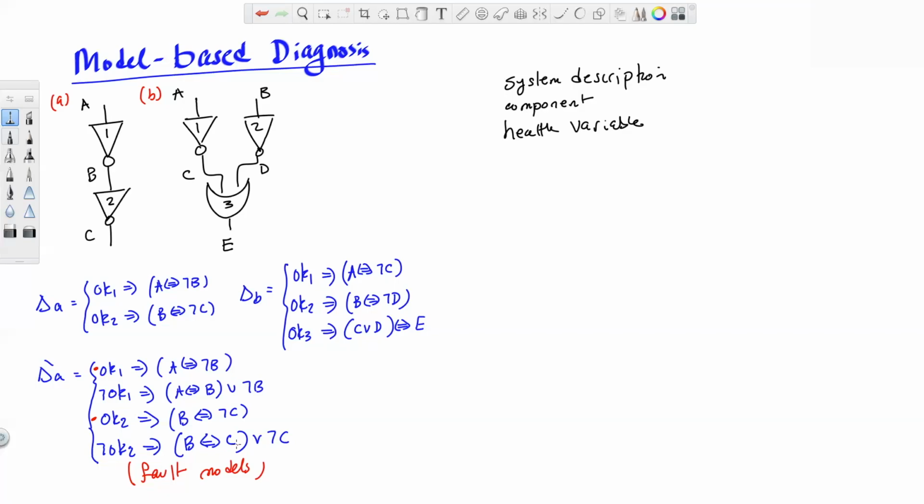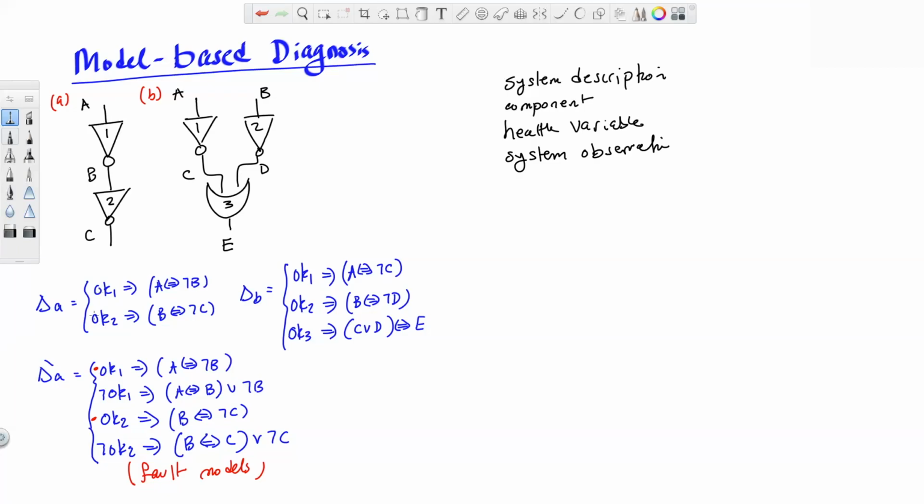We have the notion of a system description, a component, a health variable, and now we're going to ask a very simple question, and then a more advanced one. The very simple question is, I give you a system description and I give you what we call a system observation. The system observation you can think of as basically asserting the value of some variables that are not health variables. You can never observe the health variables, right?